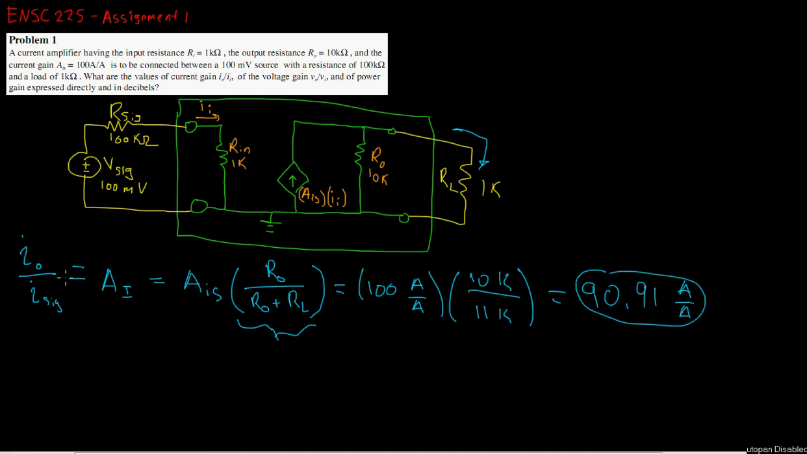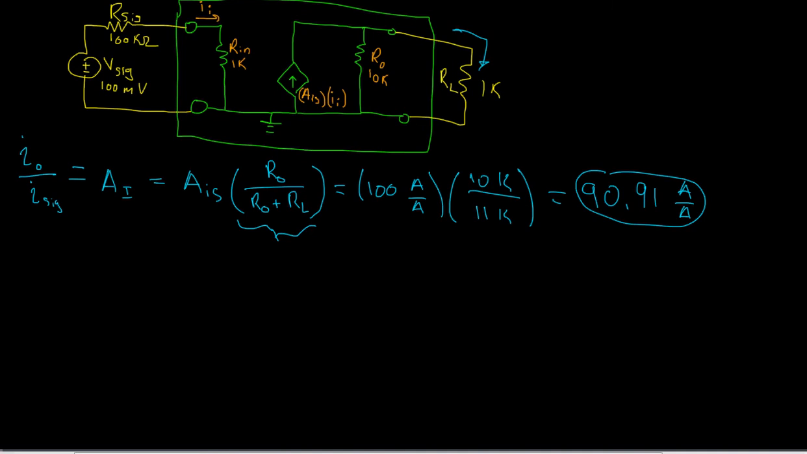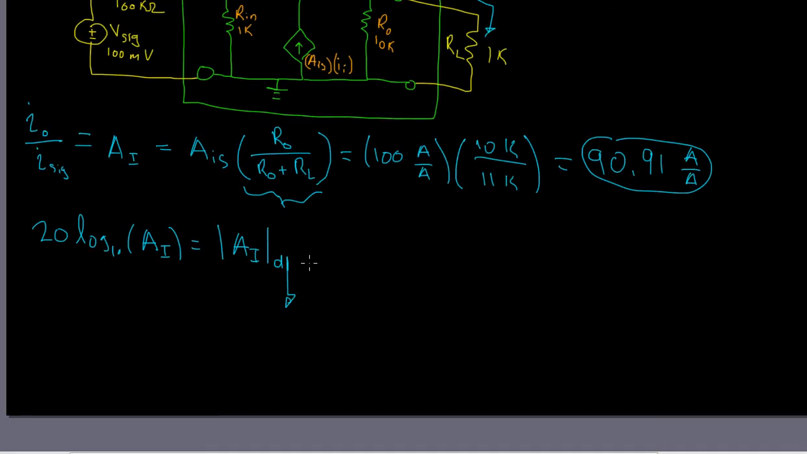And that is the current gain expressed directly. And so if we want to express it in decibels, let me just scroll down here. What we're going to do is take 20 log base 10 of the current gain. And that gives us the magnitude of the current gain expressed in dB.